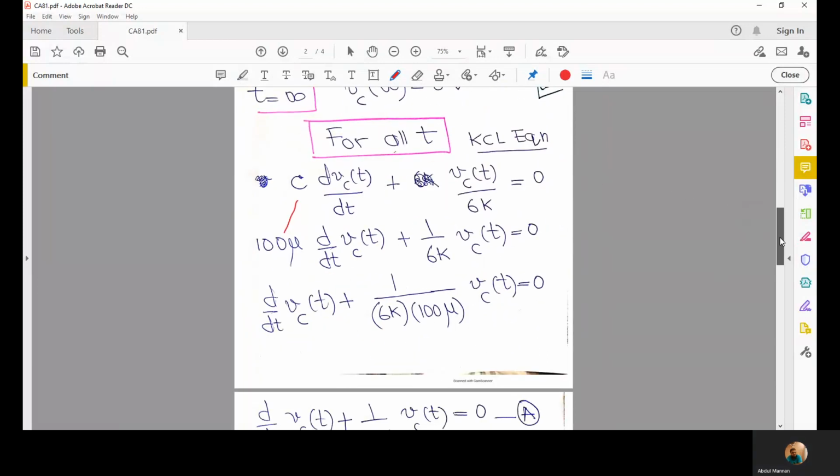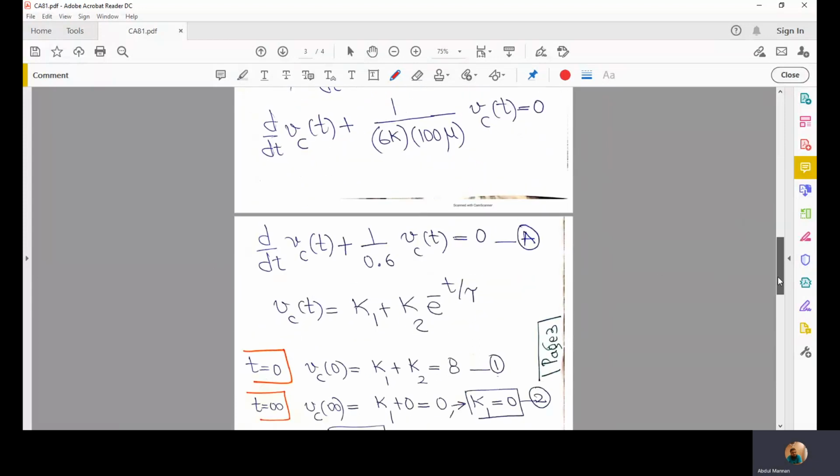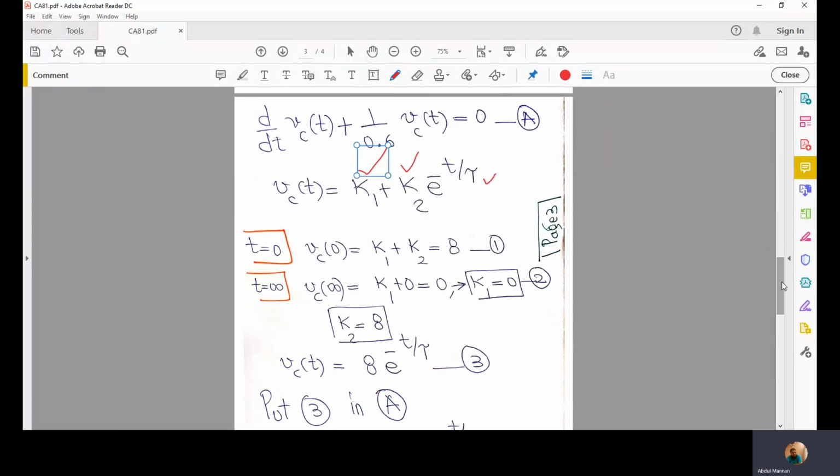And then if we divide the whole equation by 100 microfarad, this comes out to be this equation A: the time derivative of the voltage Vc of t plus 1 over 0.6 Vc of t. The general solution for this equation we have already studied is k1 plus k2 e to the minus t over tau, where we have three unknowns, k1, k2, and tau. So how to find the values of k1, k2, and tau? We'll have to put in the initial condition and the final condition.